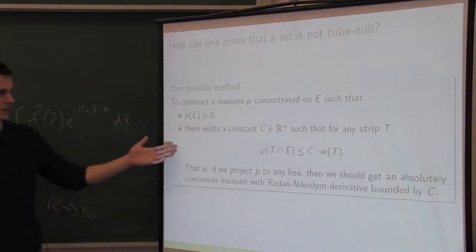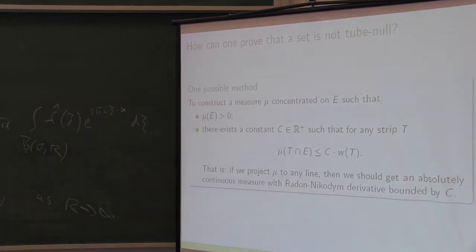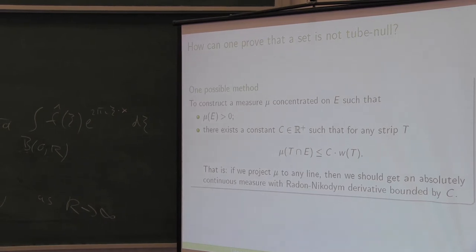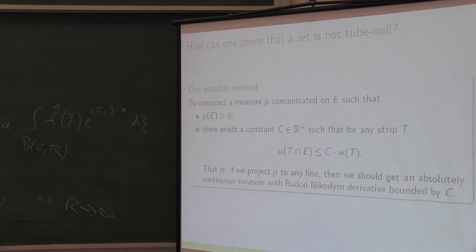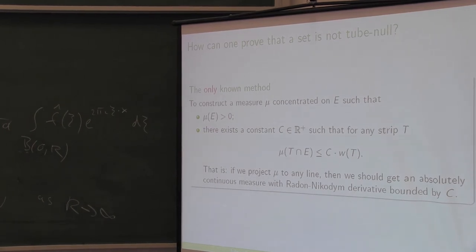Of course, another way to say this is to find a measure mu such that if you project it to any line, then it will be absolutely continuous with bounded Radon-Nikodym derivative. That's exactly the same thing. So this is one possible method, but it turns out that this seems to be the only possible method, the only known method. Whenever somebody proved that something is not tube-null, they always constructed such a measure.